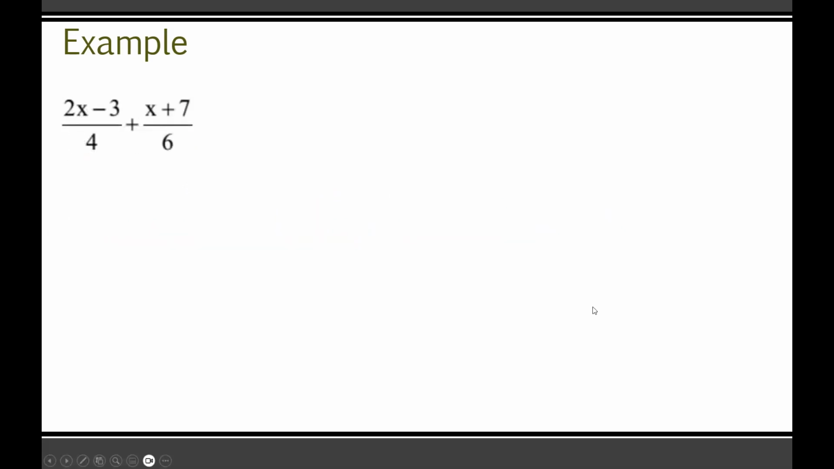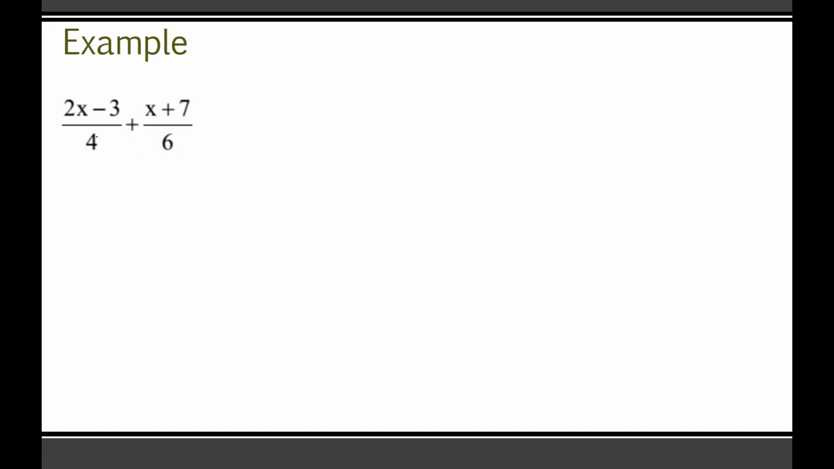This one looks a little chunkier, but the good news is the denominators are just plain old regular numbers. There's nothing super crazy going on here. We have a denominator of 4 and a denominator of 6. There's a couple different ways of doing this. If you're really keen, you can think of a lowest common denominator between these two.